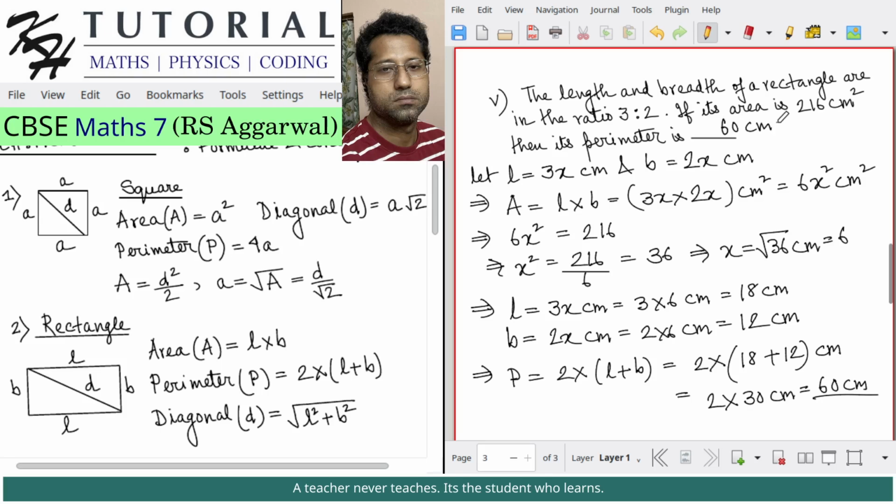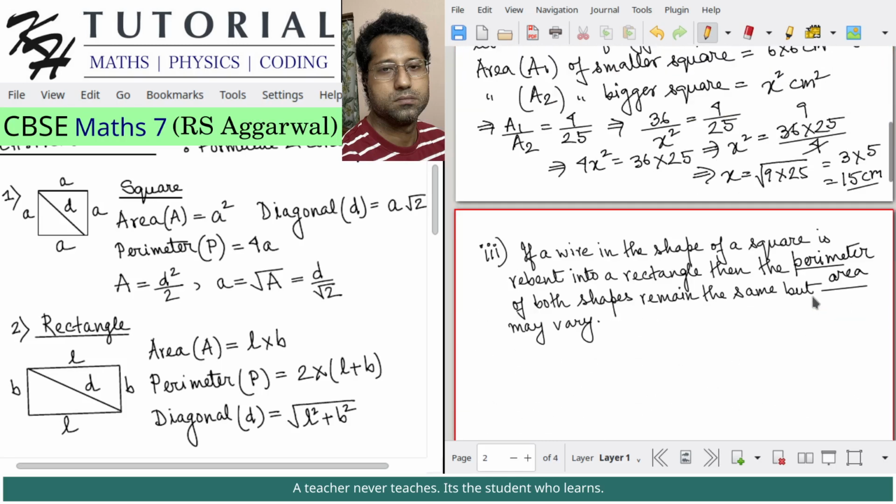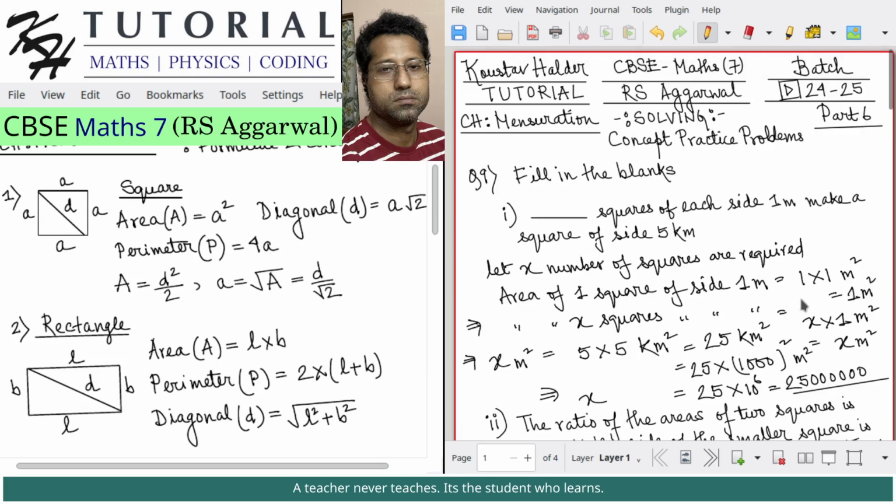I will quickly check the answer. Question number 2 is 60 centimeter. Okay, so with this it comes to an end in solving the question number 9 of the set 1 concept practice problems. This question was all fill in the blanks problem. I hope solving these problems will give you a good idea of how to apply the concept of area and perimeter and diagonal of square, rectangle, and the area of 4 walls of a room to solve this kind of problem.